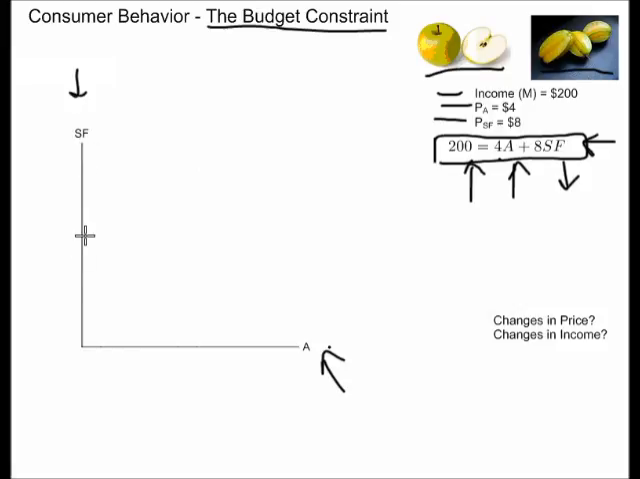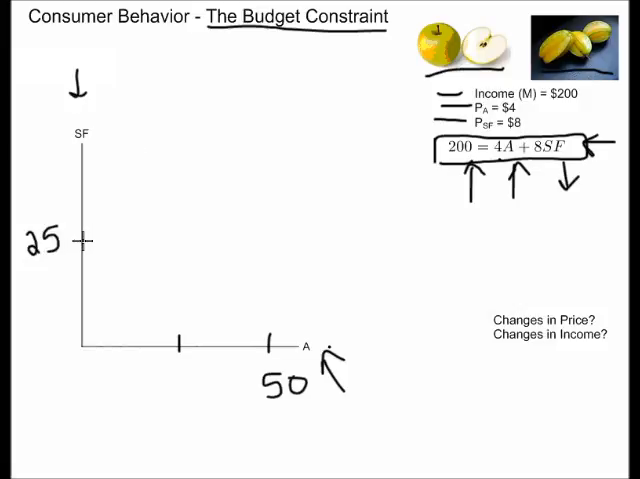Again, if I spend all my money on star fruit, how many star fruit could I buy? I could buy 25 star fruit. Let's arbitrarily throw the number 25 right here. Let's arbitrarily throw the number 50 here for apples. I don't have any scale on that, so those are totally reasonable numbers.